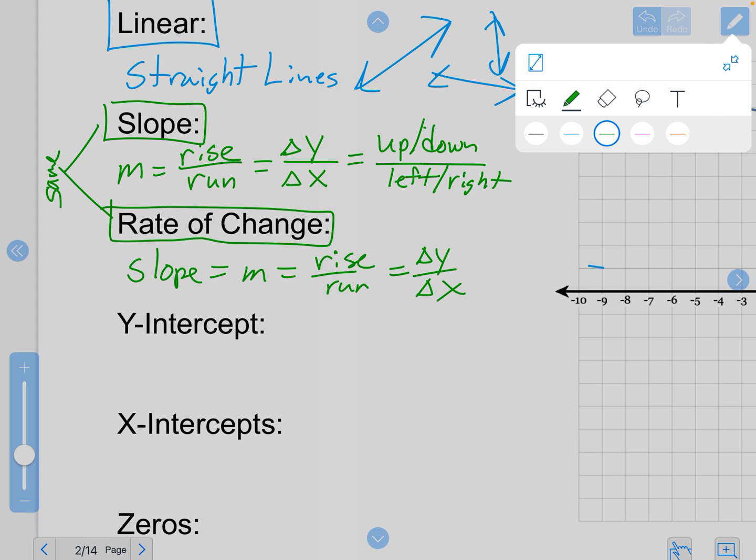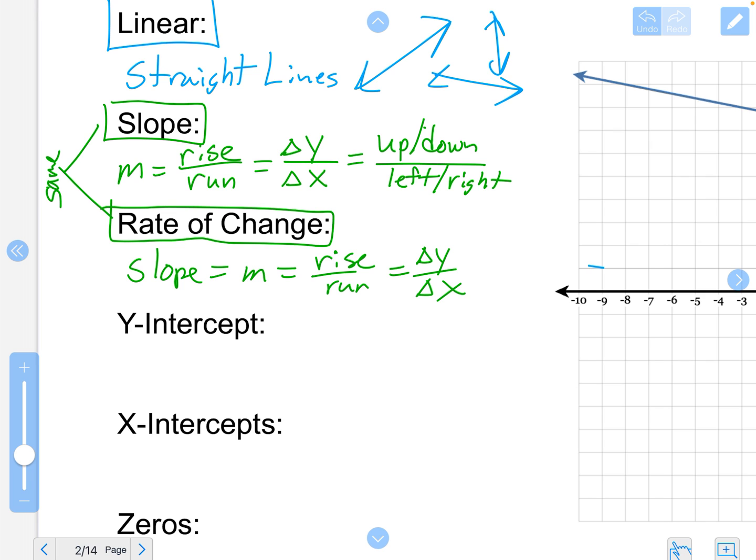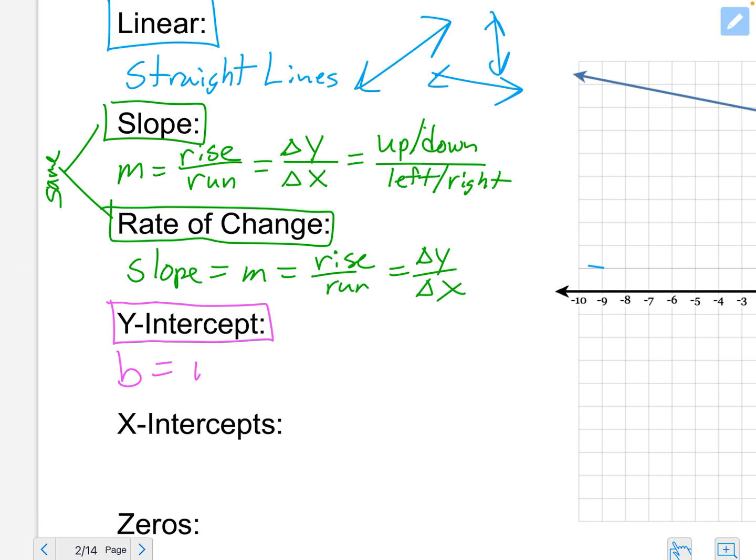Our y-intercept is probably the next most important thing that we talk about when we talk about linear equations, because our y-intercept is important to help us graph lines. So we use the letter B to represent the y-intercept, and the y-intercept is where the line crosses the y-axis.